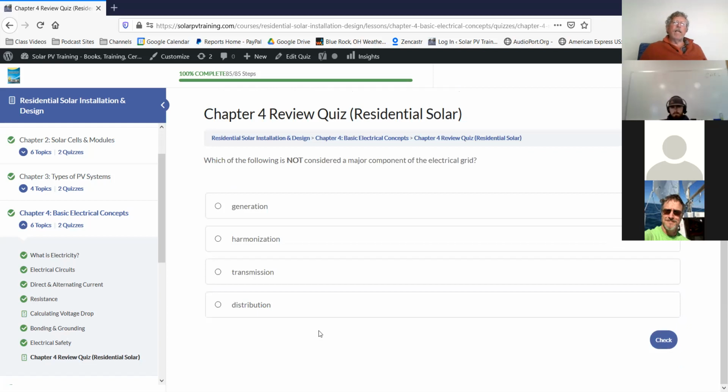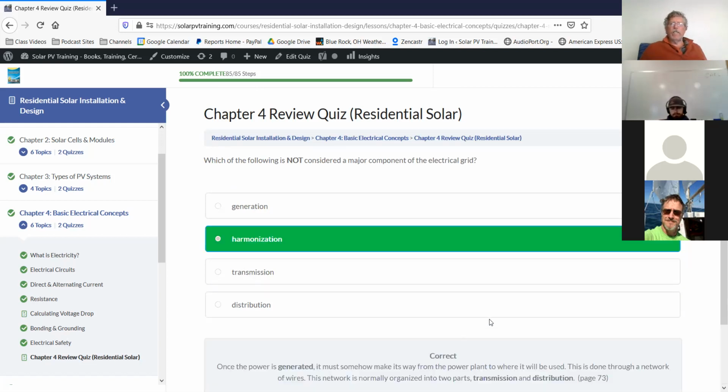Which of the following is not considered a major component of the grid? Well, generation is a major component. Transmission takes it from the generating facility to the local distribution system. And then, of course, the distribution system. So harmonization out of those is the odd one out. So you have generation, transmission, and distribution.